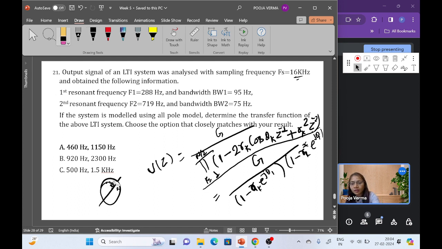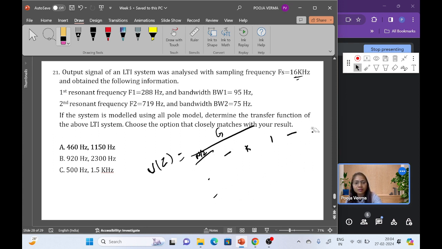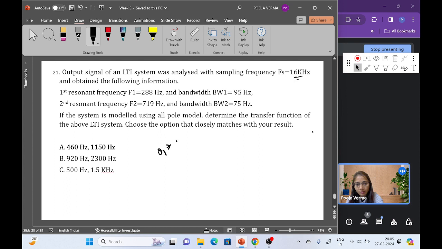Okay. So now first the sampling frequency is given, and the resonant frequencies at two points are also given. So already you know the formula, I think, if you have gone through the lecture videos, there is one formula where the value of theta_k is related to the resonant frequency.